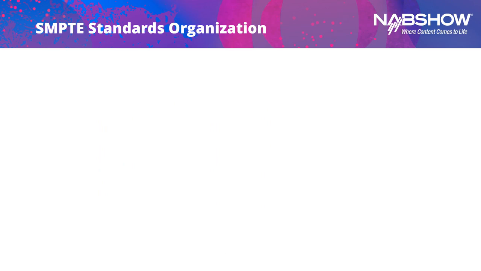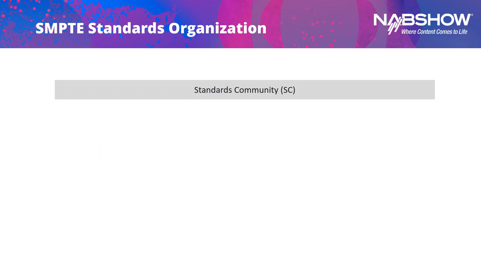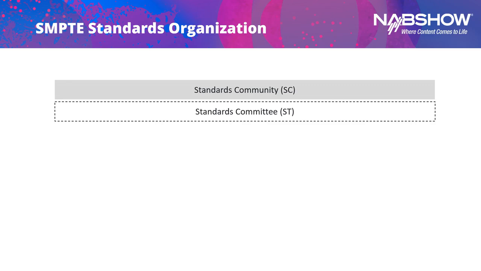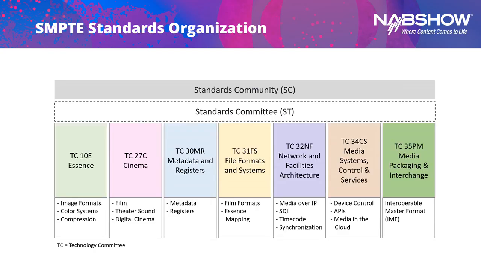SMPTE Standards Organization, just to explain how we work and how we are structured. Once you have standards participation, you're in the standards community. Underneath that, there's a standards committee, a closed steering committee of about 30 people, standards leadership staff, who look at the SMPTE standards process and try to deal with problems and improve it. Underneath that, we have 7 technology committees. They look at different technology areas.